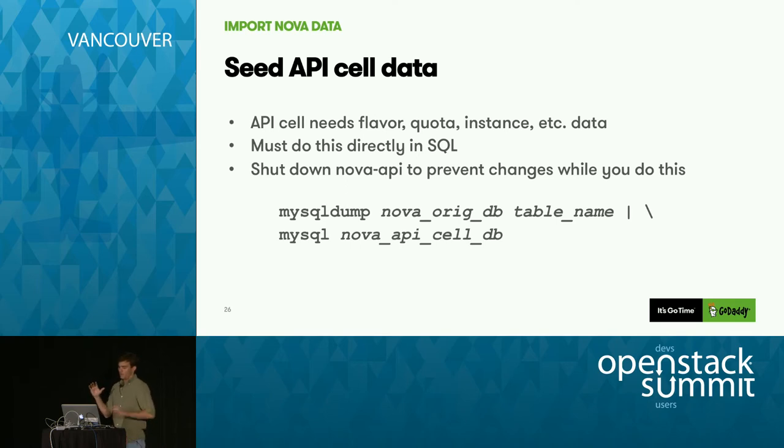This gets into the state transition stuff, where we actually need to turn off the API that we had running so that there can't be any changes going on while we're doing this import. Otherwise, we're going to end up with database inconsistency out of the gate, which is a bad way to get going on this. So literally what we did is a MySQL dump piped to a MySQL command to just pull it out of one database and stick it in the other.